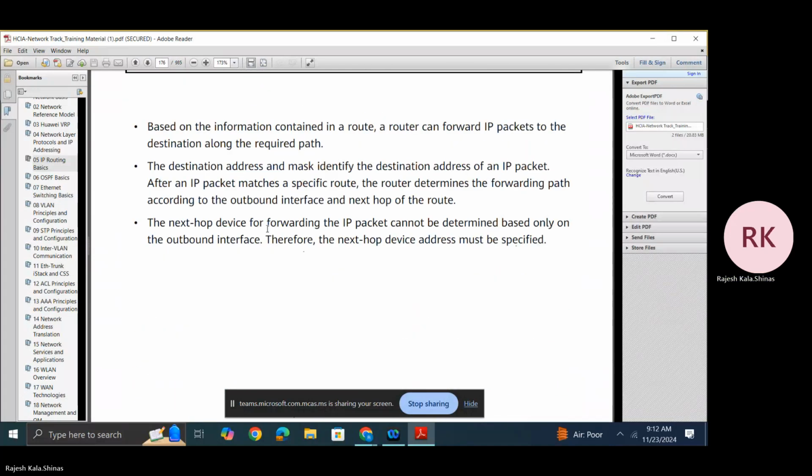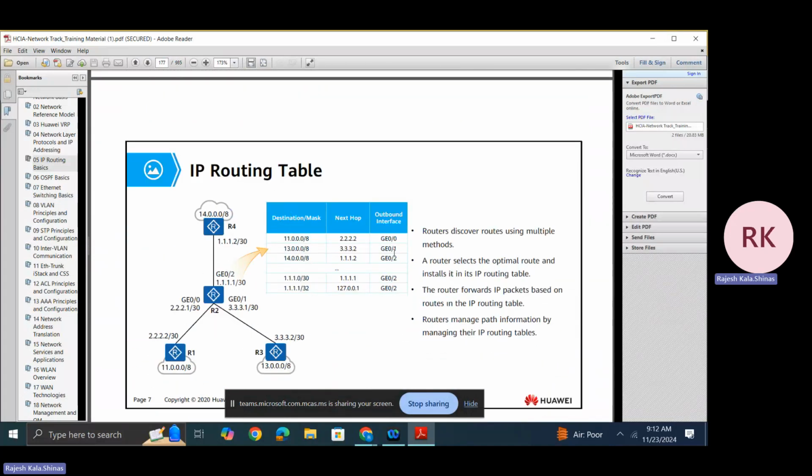Then a bigger IP routing table. See here, this R2 router has different entries in its table. To reach 110.0.0.0/8, I want to go through this GE0/0. This is the exit interface, or outbound interface, through which I can go out. Then what is the next hop IP? From this router, the next router is R1. So what is the IP here? 2.2.2.2/30. I need to mention the subnet mask.